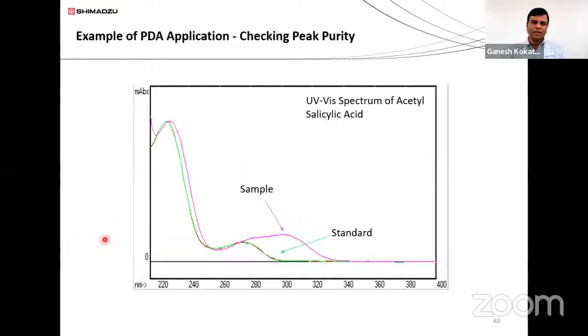One more advantage is peak purity checking. For example, maybe I'm using acetyl salicylic acid and this is the standard compound. If I inject the sample and make an overlay of the spectral component, the standard is this one, but the sample shows some unknown peak over here in the spectra. That indicates that the main peak contains some impurity in it.